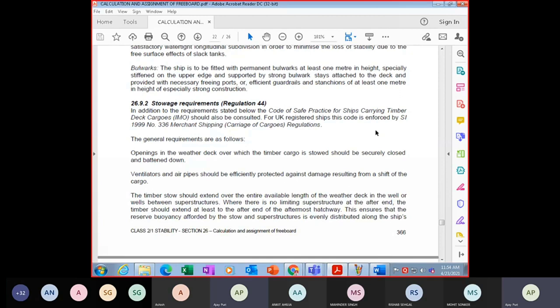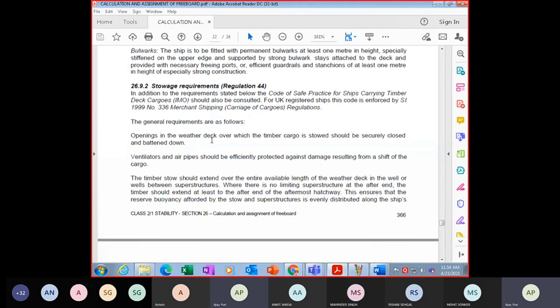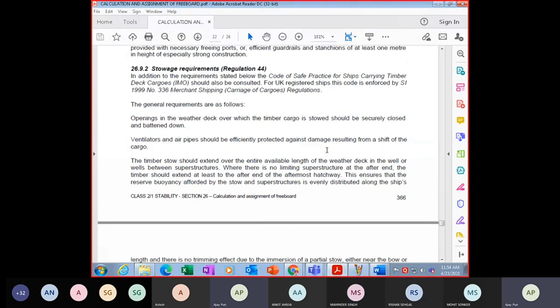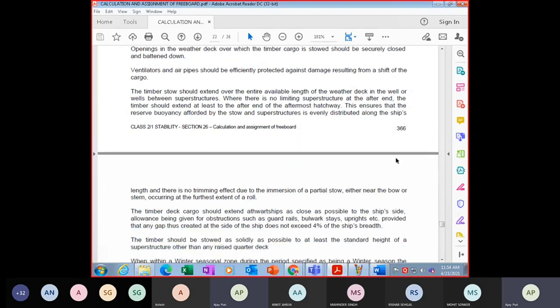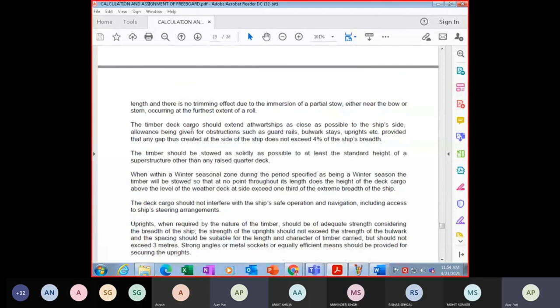So stowage requirements: openings in the weather deck where timber is stored should be securely closed and battened down. Ventilators should be efficiently protected against damage. Timber stow should extend over the entire available length of the weather deck. There should not be any limiting superstructure at the aft end. Timber deck cargo should extend athwartships as close as possible to the ship side.